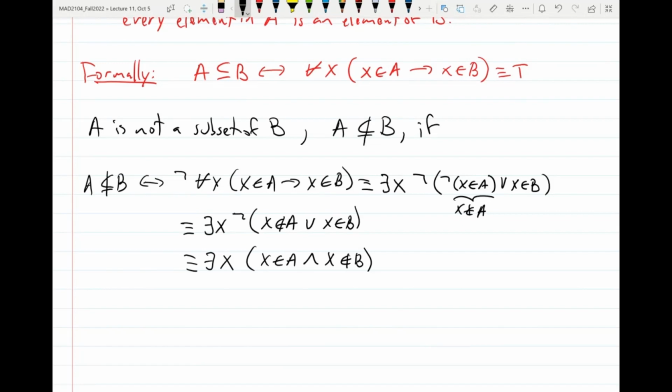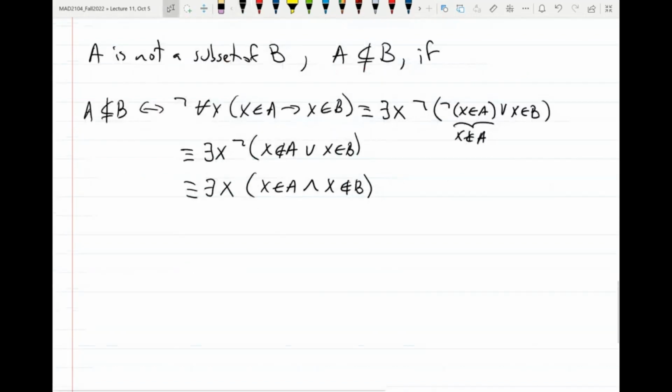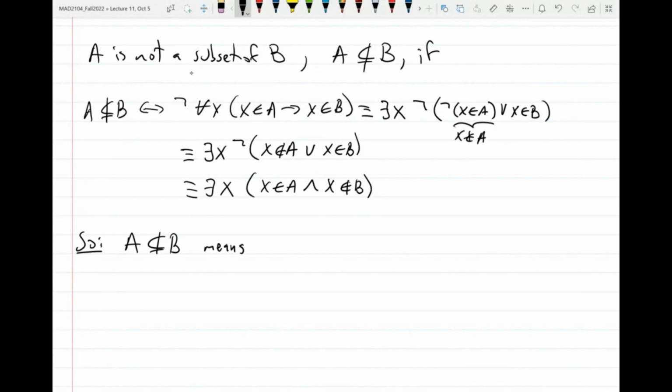Do you understand this? If you want to argue that a set is not a subset of another one, all you have to do is give me an example, right? It's an existential statement. Find an element that's in A, but not in B. That's all you need to do to show that A is not a subset of B. Okay? So A is not a subset of B means that there exists an x such that x is in A and x is not in B. Means that this is true.